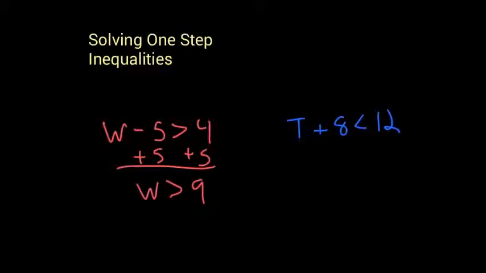Alright, next we have t plus 8 is less than 12. So what's being done to the t? We're adding 8. So the opposite of adding 8 is subtracting 8. I subtract 8 from both sides. So I get t, and then 8 minus 8 is 0. So t is less than 12 minus 8 is 4. So t is less than 4.